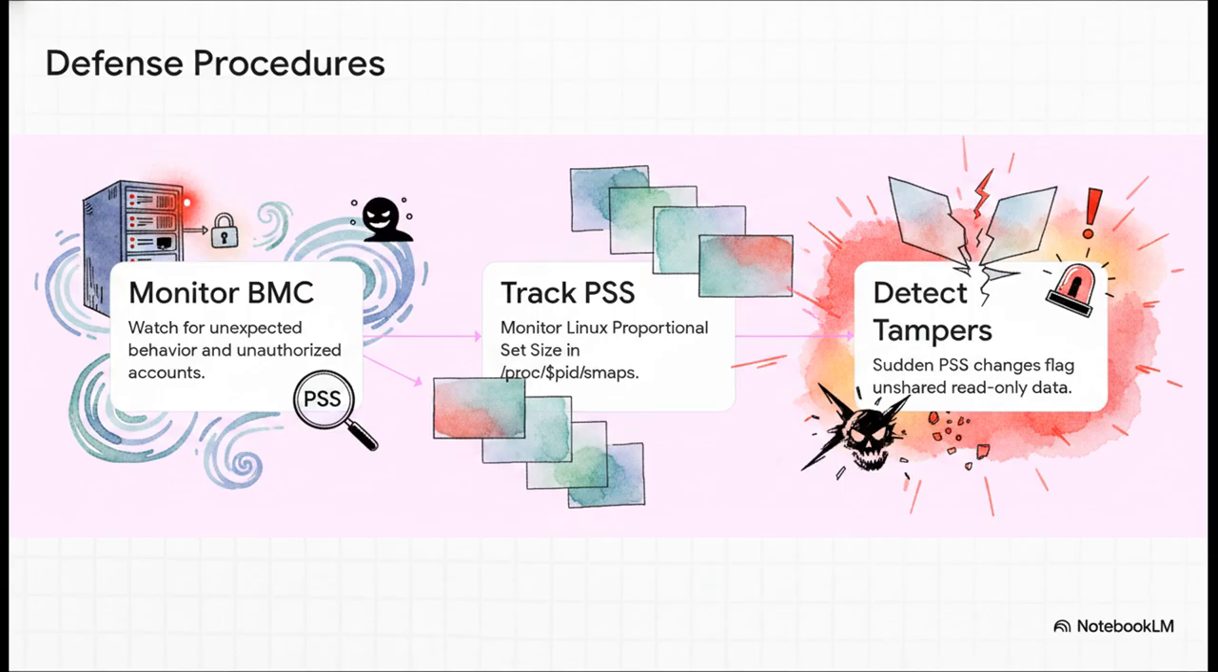If an attacker manages to deploy a kernel rootkit that messes with read-only data, like altering the system call table, those shared pages instantly become unshared. That means your PSS value is going to suddenly spike or change. It acts as a literal real-time alarm bell for kernel tampering and unauthorized memory tweaks.